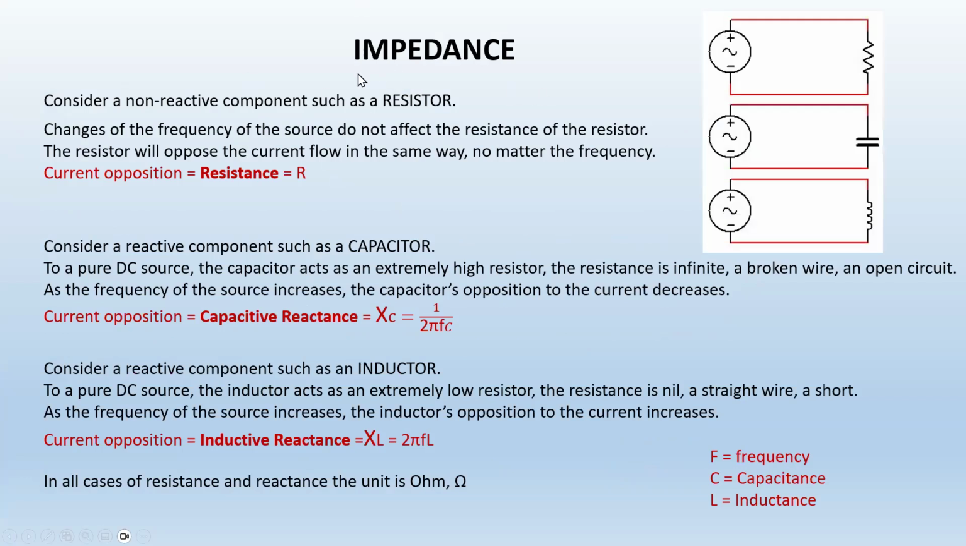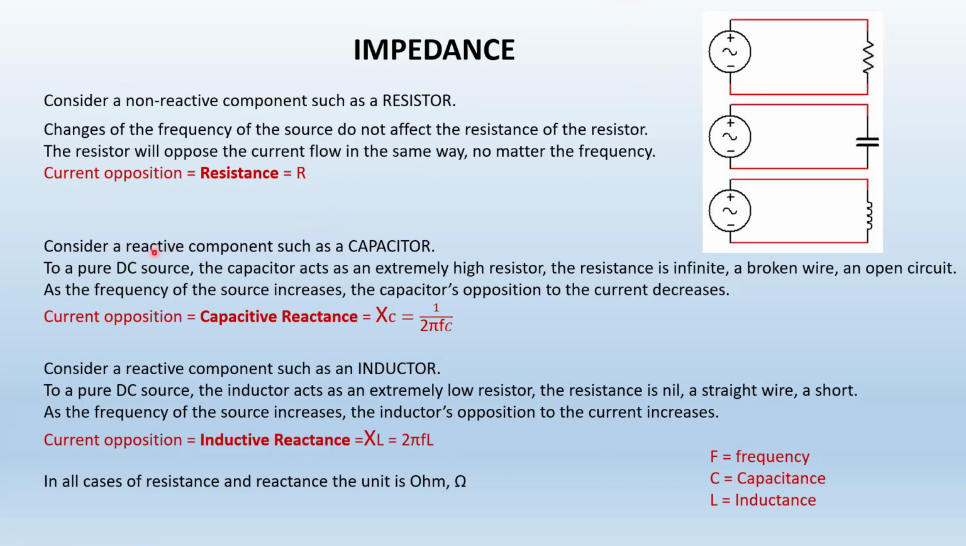Now let's take a look at the concept of impedance. Consider a non-reactive component such as a resistor. Changes of the frequency of the source do not affect the resistance. We already covered that. The resistor will oppose the current flow in the same way, no matter the frequency. So here's the alternating current power supply, the AC power supply, and of course it changes its polarity with whatever frequency. How fast it changes, the frequency will determine that. And whatever the resistance of that thing is, it will remain constant.